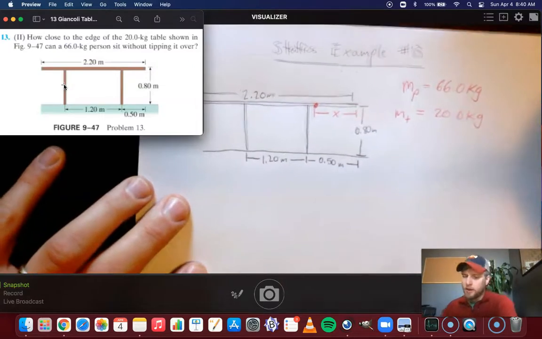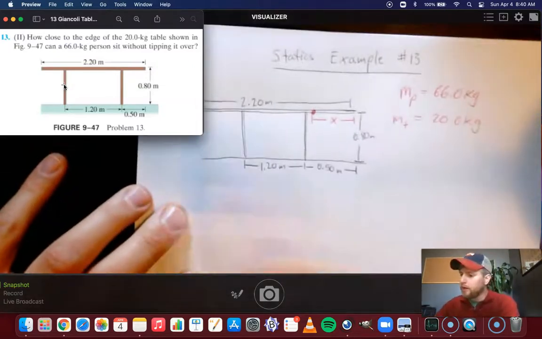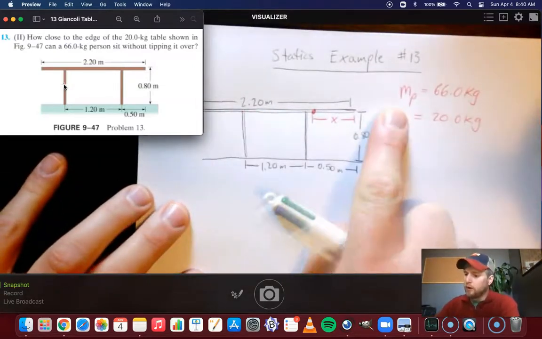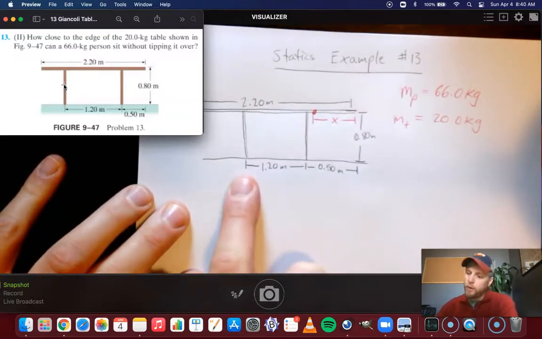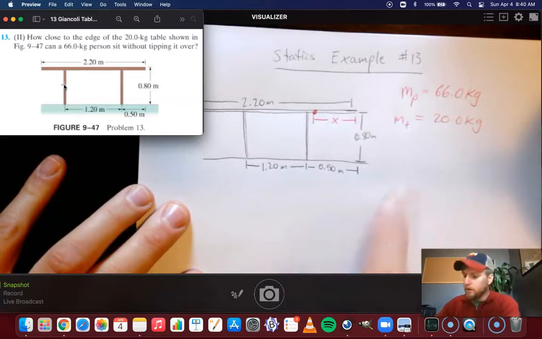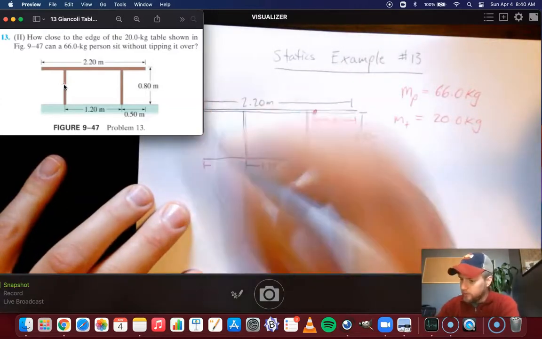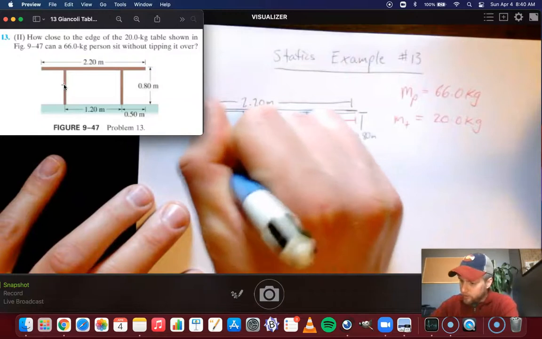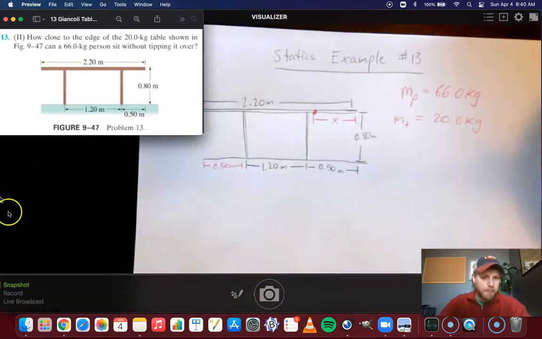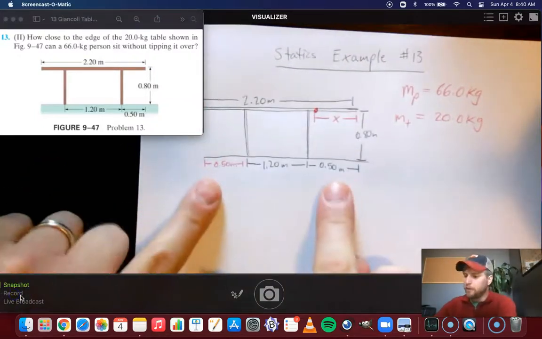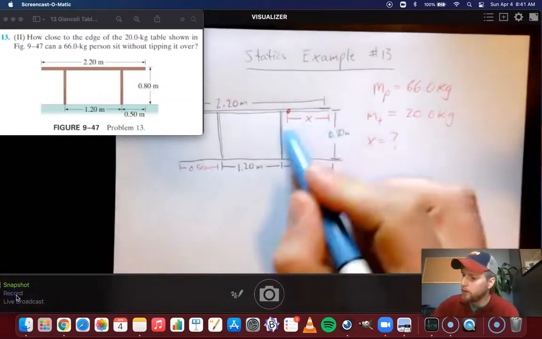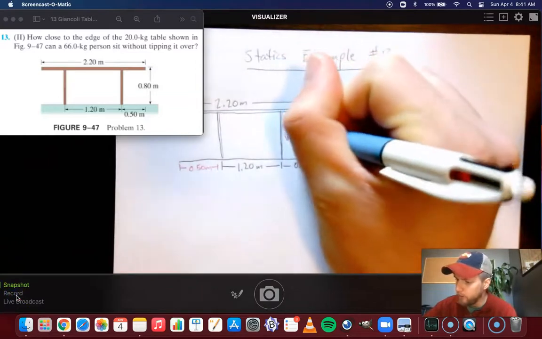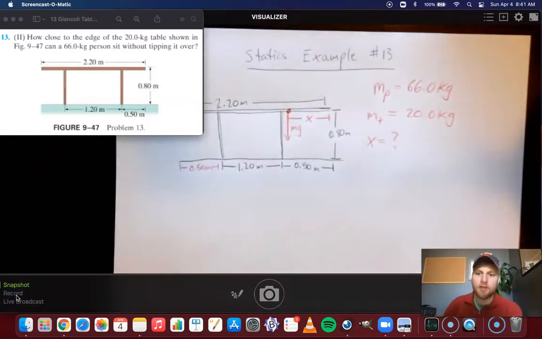And then there's one other thing that we can figure out from this picture. If the whole thing is 2.2 meters across, and from here to there is 1.7 meters across, then by symmetry this is also 0.5 meters. In other words, these bits add up to 1 meter. 1 meter plus 1.2 meters gives us 2.2 meters. So again, we're wondering, where can this person sit? We'll give them a weight of mg, such that the table itself does not tip over.